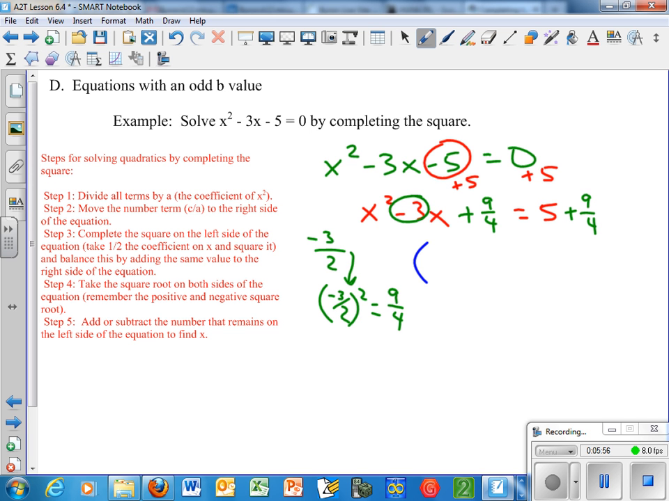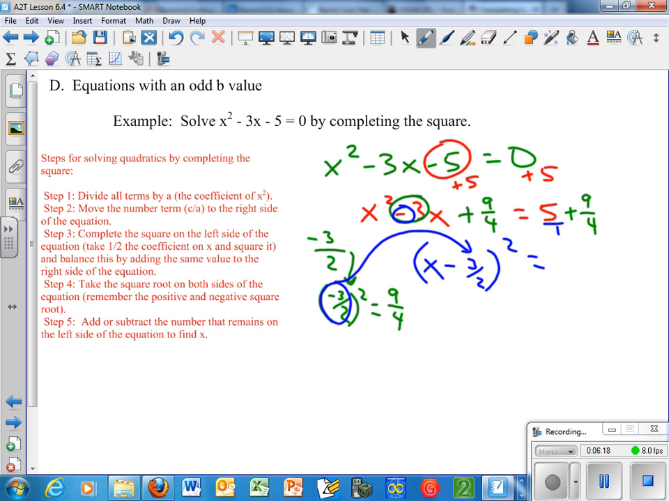Okay, now we're going to write this side as the binomial squared. It's x, this is a minus sign, so it's minus this number right there, so it's a minus 3 halves fraction. Okay, on the right-hand side, you can either, if you know how to do fractions on your calculator, but you want to have it be a fraction at the end.